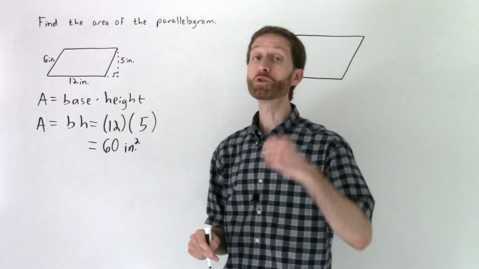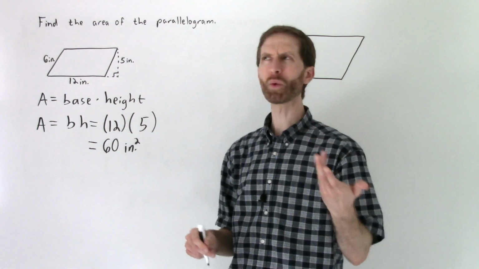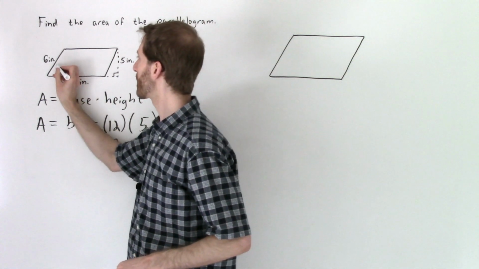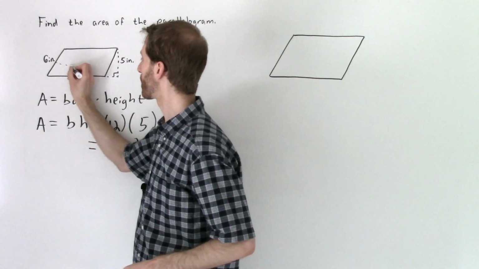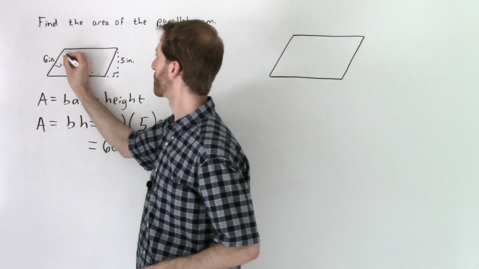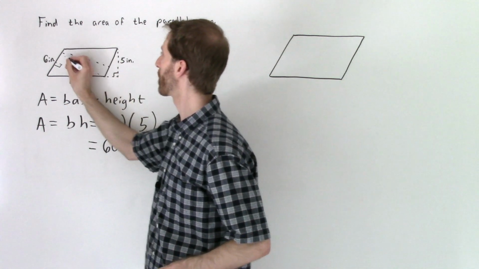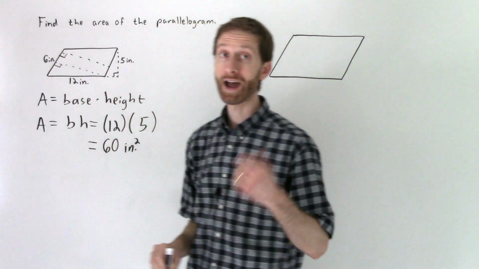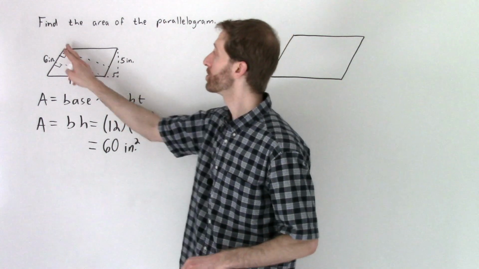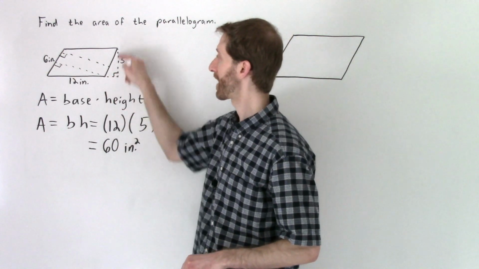Now, if you did want the height, or you were wondering, well, what would the height that connects the 6-inch side to that side look like? Well, it would be a length like this. It would have to be perpendicular and go from one side to the other. It could go from here to here as well. It doesn't matter where it goes, it just has to make a right angle. And that length would be something else. But since we're not given that height, we're not using that base. We're using this base and that height right there.